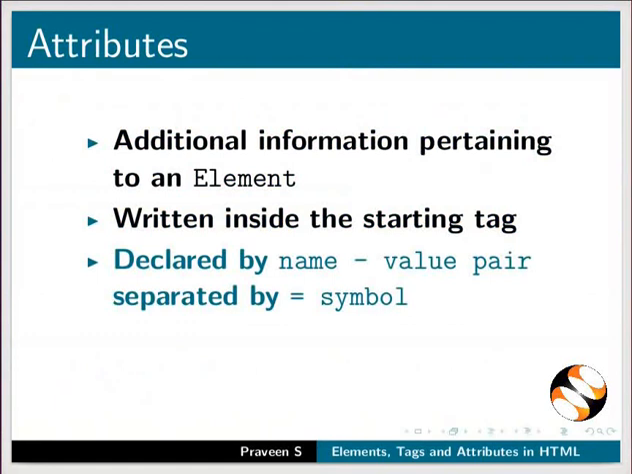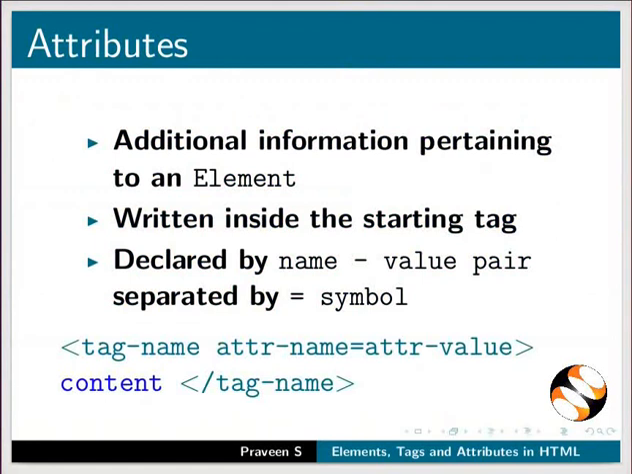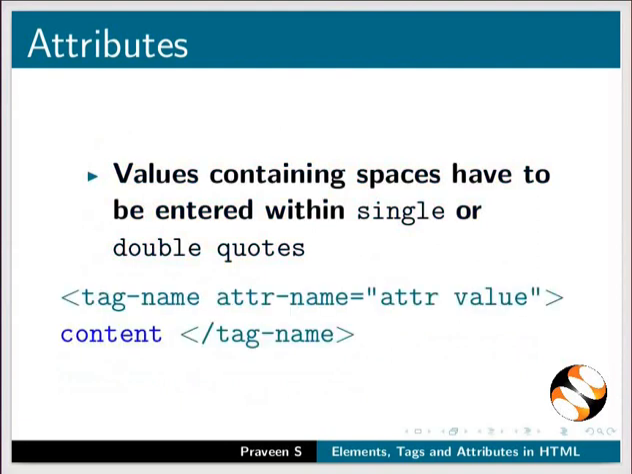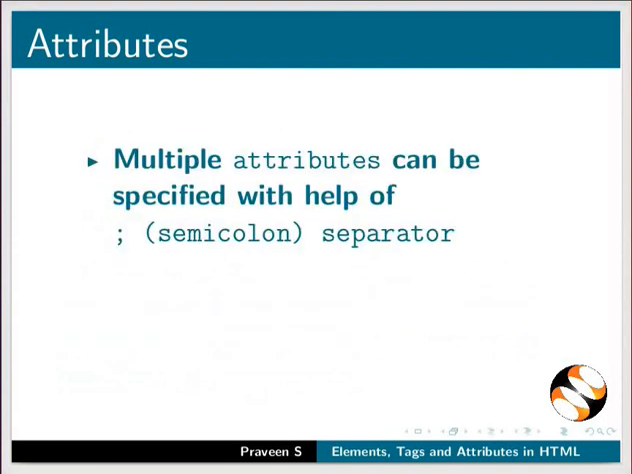Now we will learn about tag attributes. An attribute is additional information pertaining to an element. It is written inside the starting tag. Each attribute is declared by name-value pair separated by equal to symbol. The syntax is open angular bracket, tag name, space, attribute name equal to attribute value, closing angular bracket, followed by the content and ending with / tag name within angular brackets.